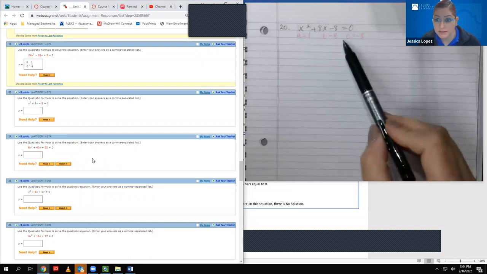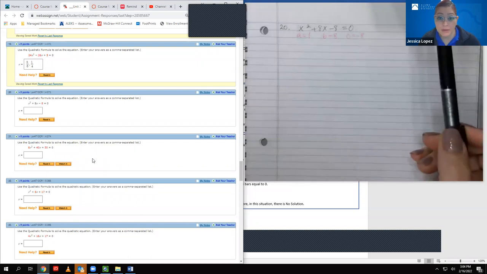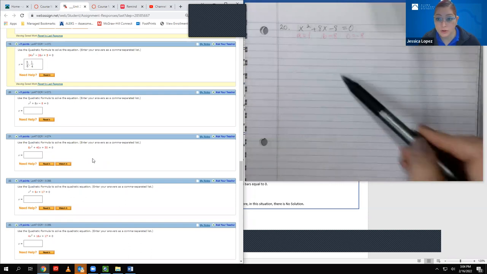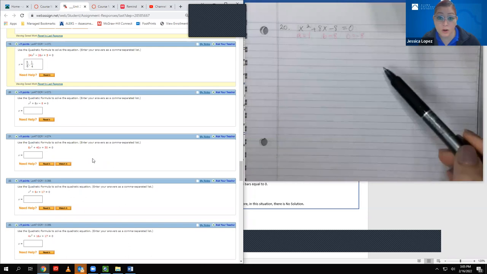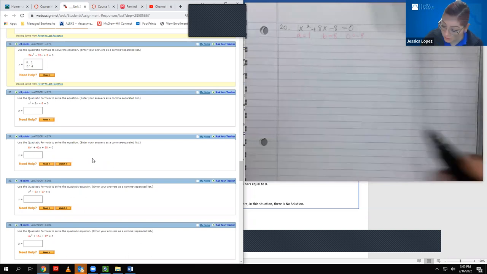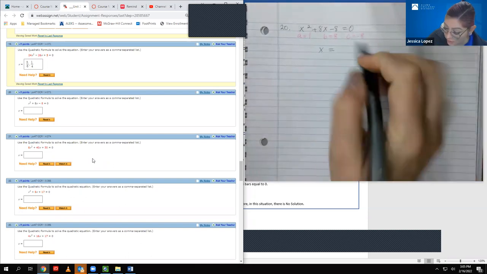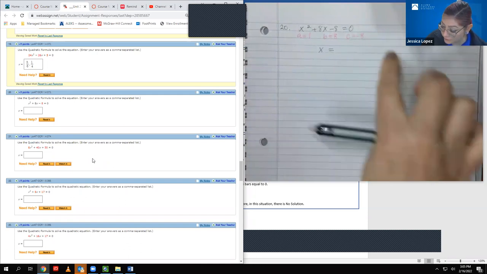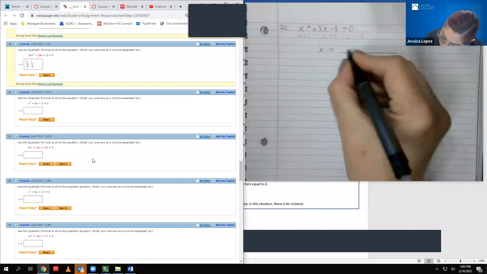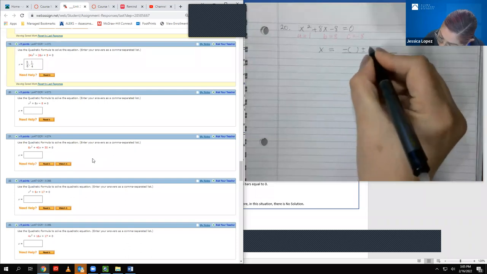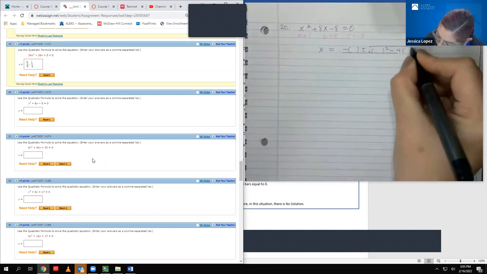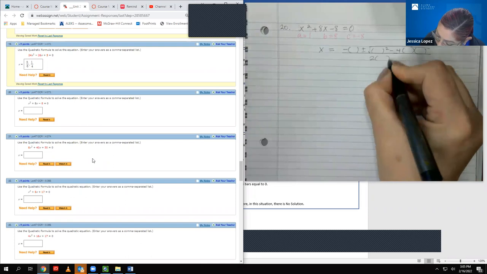You can never have x's in your a, b, and c. A, b, and c are just numbers, okay? So when you start plugging things into your quadratic formula, if you've got x's in there, it's wrong, okay? You're only supposed to have numbers in that quadratic formula. You do have the x over here, but in the formula part, there should be no x's. It should just all be numbers. So negative b plus or minus the square root of b squared minus 4 times a times c, all over 2 times a.